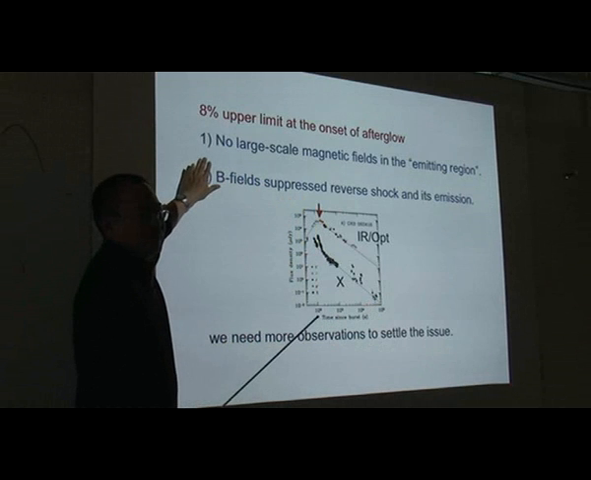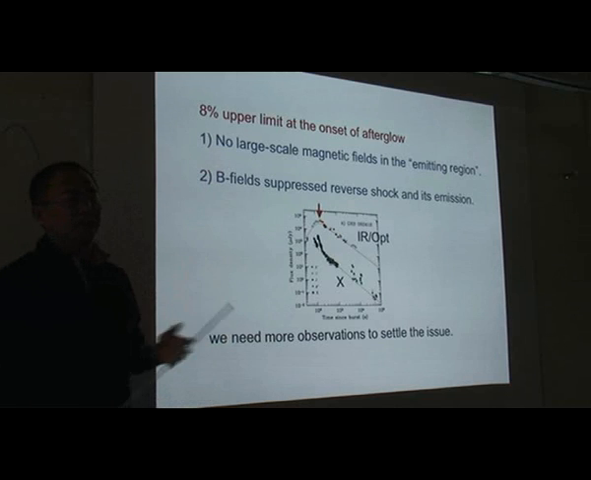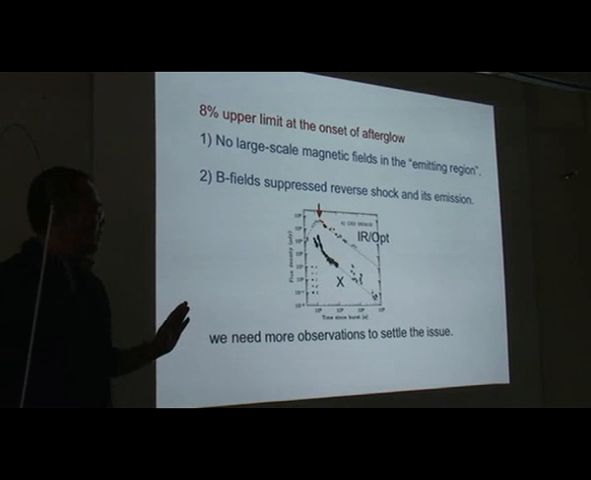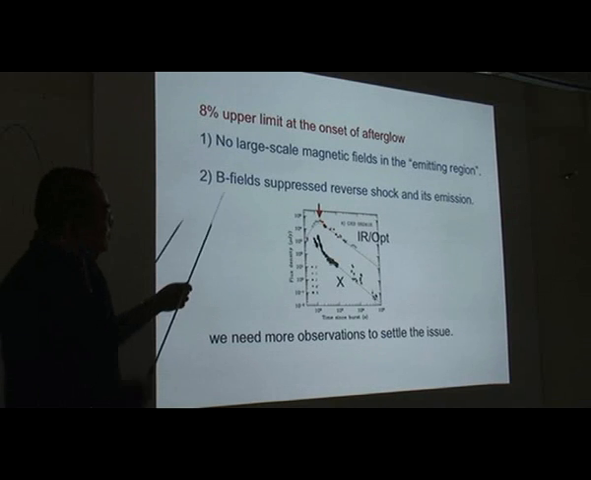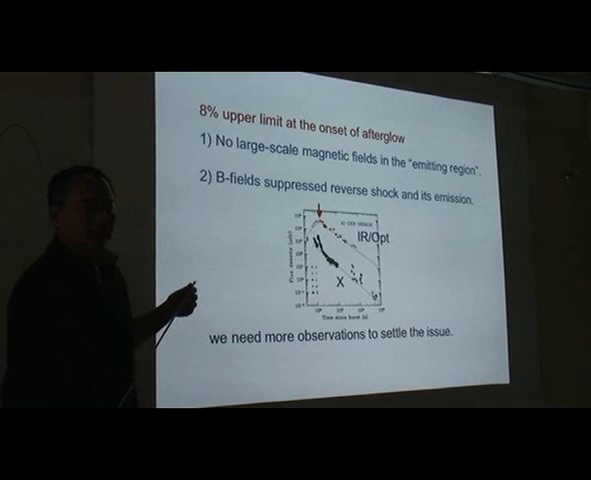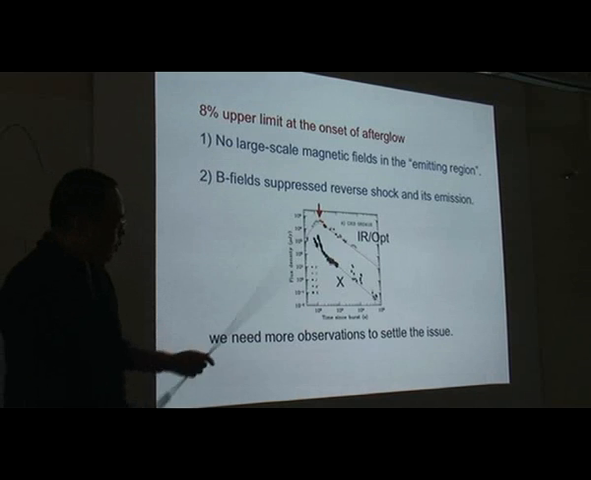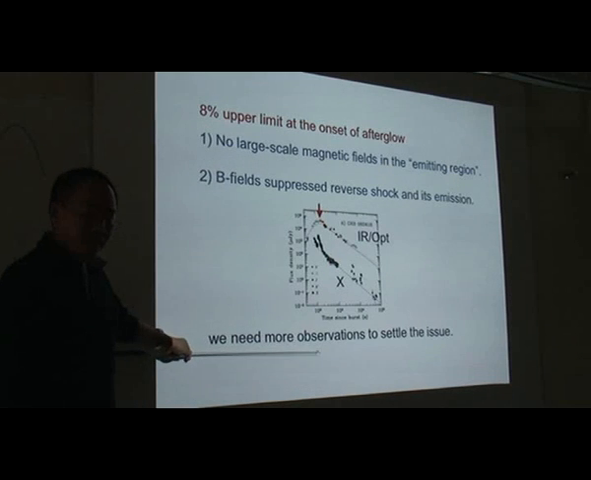In the reverse shock region, the magnetic field pressure is very high, highly magnetized, and it might kill the reverse shock. In that case, we don't detect any reverse shock emission, and we don't expect any polarized signal. So still, two kinds of interpretation are possible for our observation. So we need more observations.